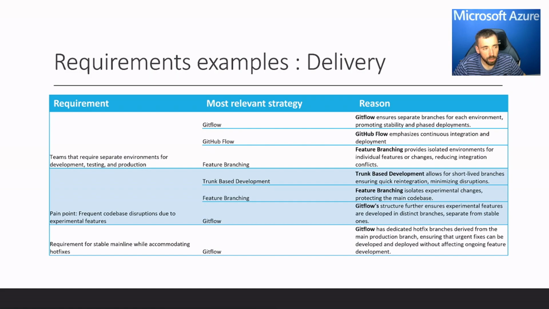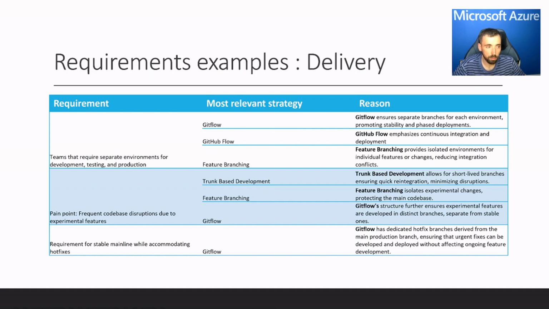Then the next one is if your team has an existing pain point, frequent code-based disruptions due to experimental features. And this would be trunk-based development, feature branching, and Git flow. Trunk-based development, allowing short-lived branches for quick reintegration and minimizing disruptions, feature branching, isolating experimental features, protecting the main code base, and then Git flow structure further ensures experimental features are developed in distinct branches.